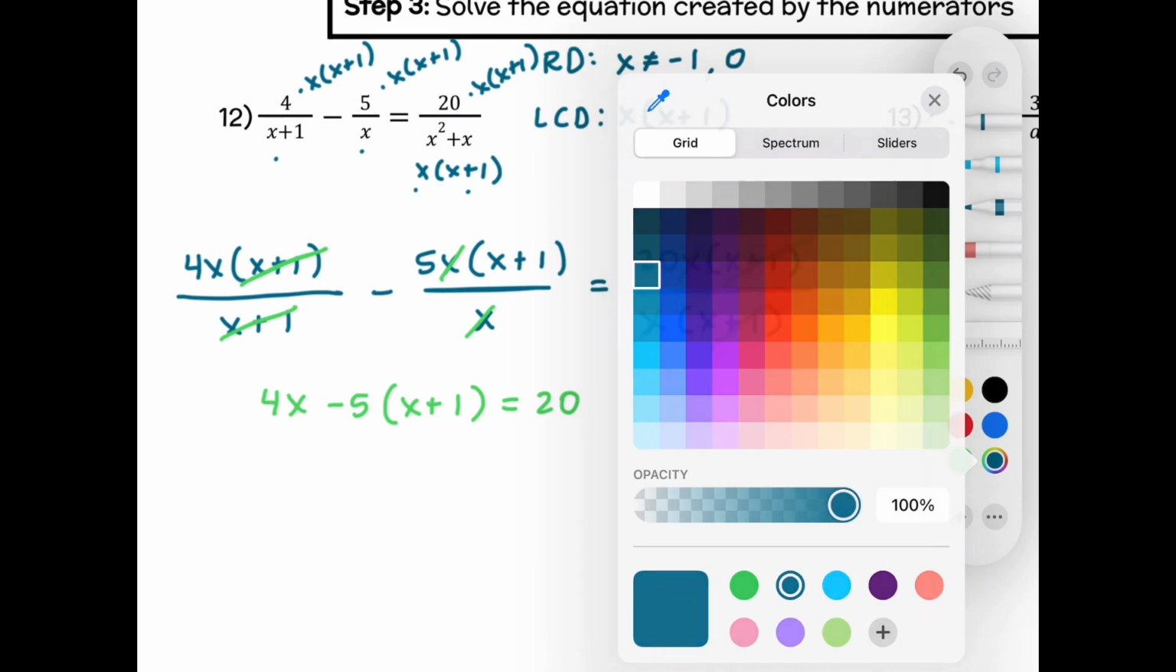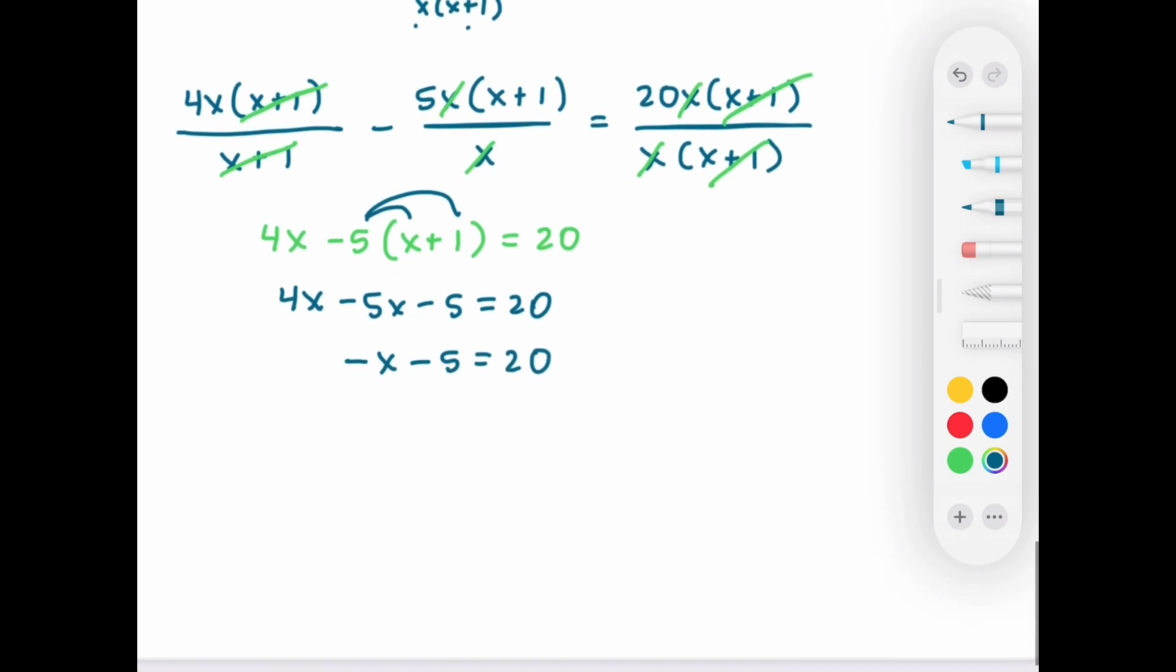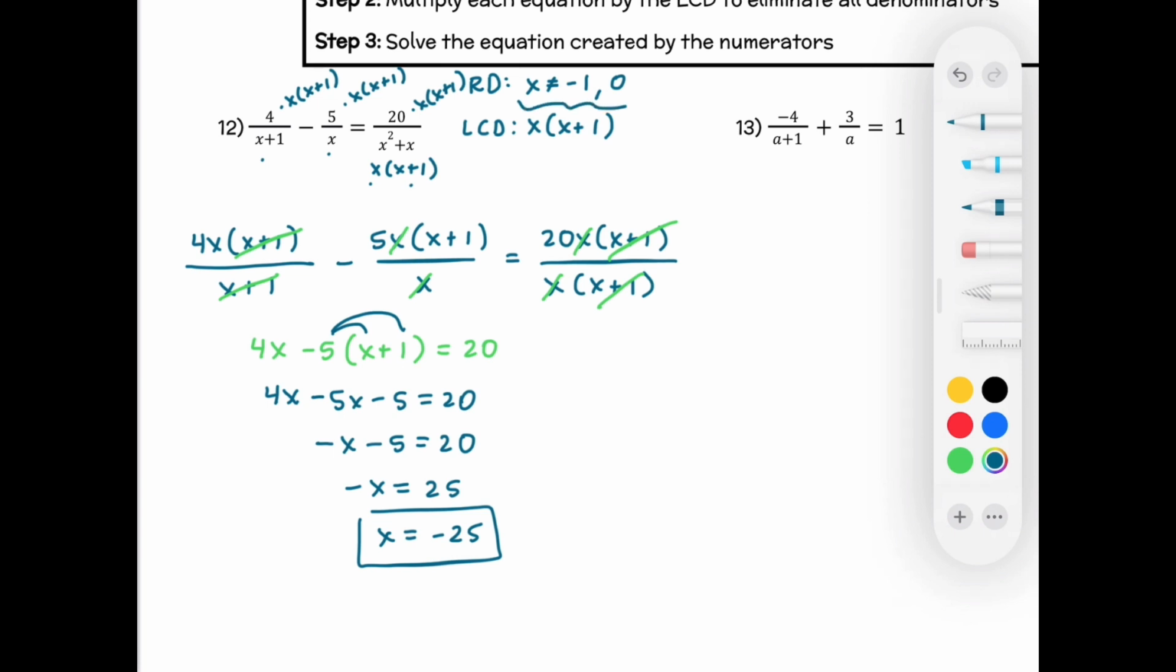So we're going to just solve this equation now. We have 4x, distribute that negative 5 in. So we have negative 5x minus 5 equals 20. And we have negative x minus 5 equals 20 when we combine like terms. So we would have negative x equals 25. So x equals negative 25. Make sure to check that against your restricted domain we talked about. We can't have it be negative 1 or 1, and that's the case. So that answer works.